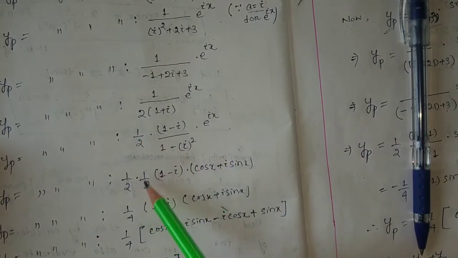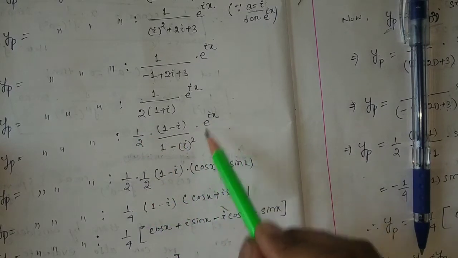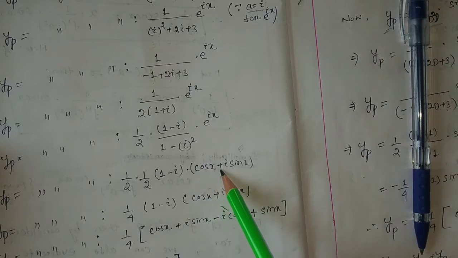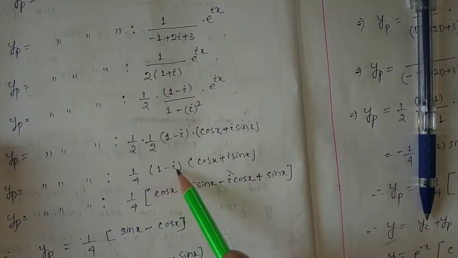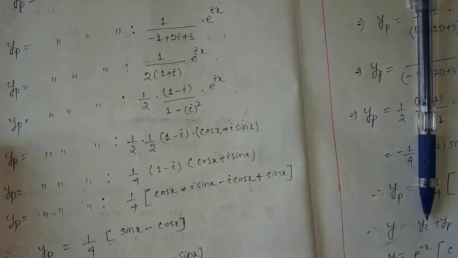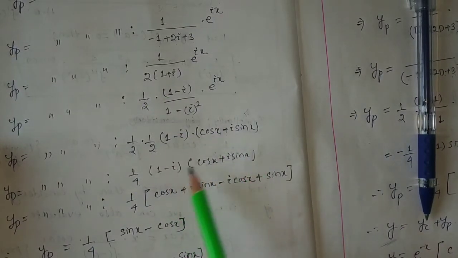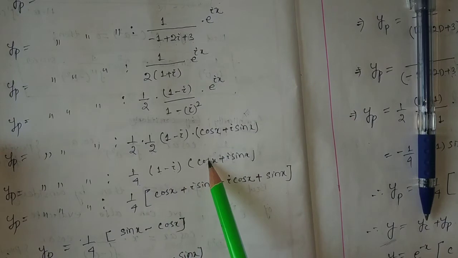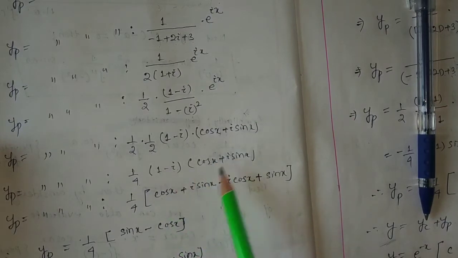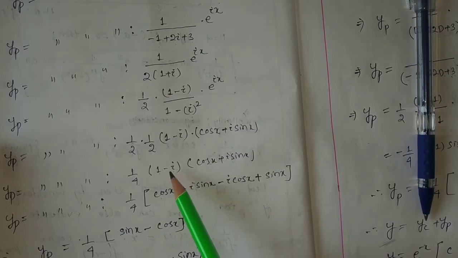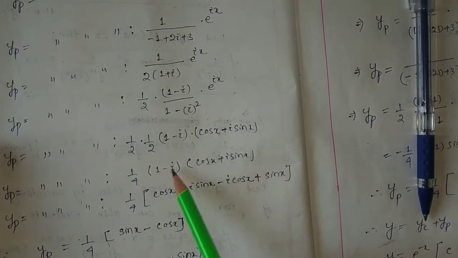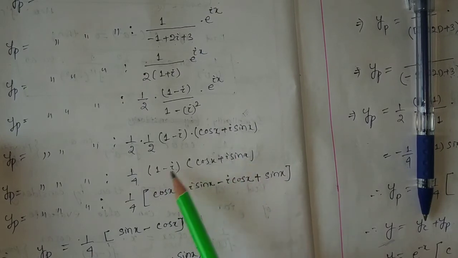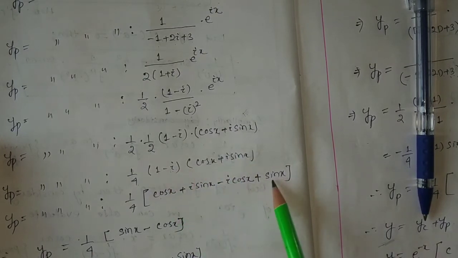So 1 by 2, 1 by 2, 1 minus i, e to the power ix can be written as cos x plus i sin x, right? So again 1 by 4, 1 minus i times cos x plus i sin x. You just multiply both the terms: it will be 1 into cos x, cos x; 1 into i sin x; minus i cos x; minus i into i sin x, it will be minus i square. So minus is there, i square is minus 1, so plus sin x.